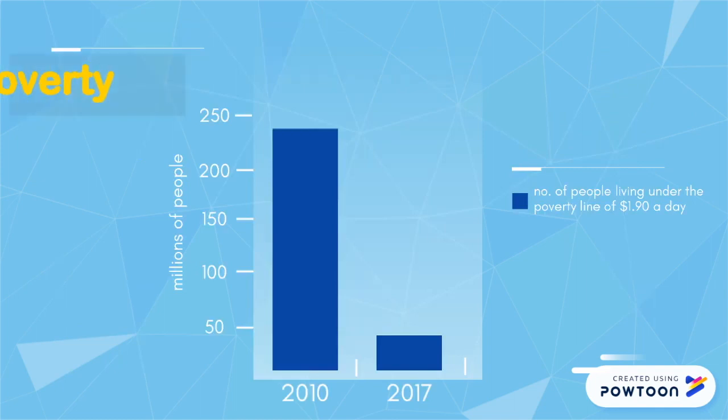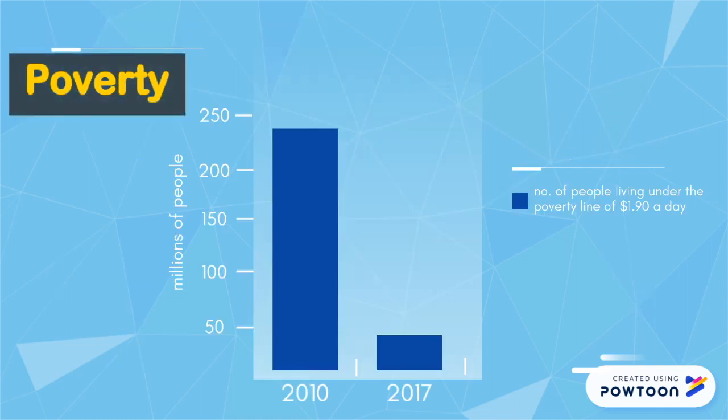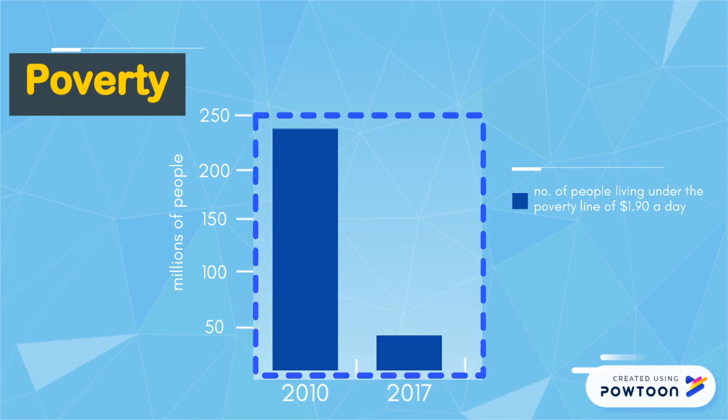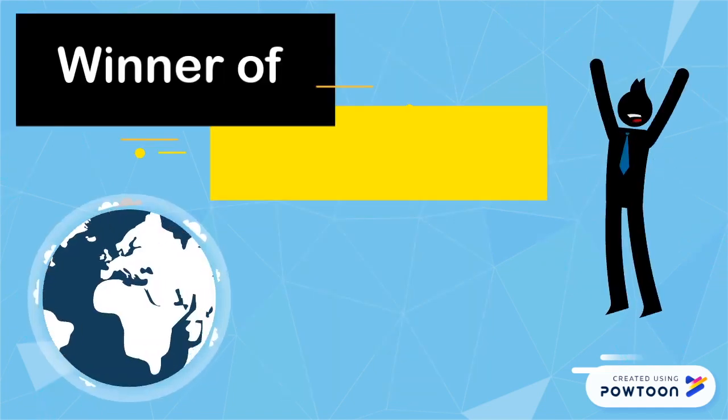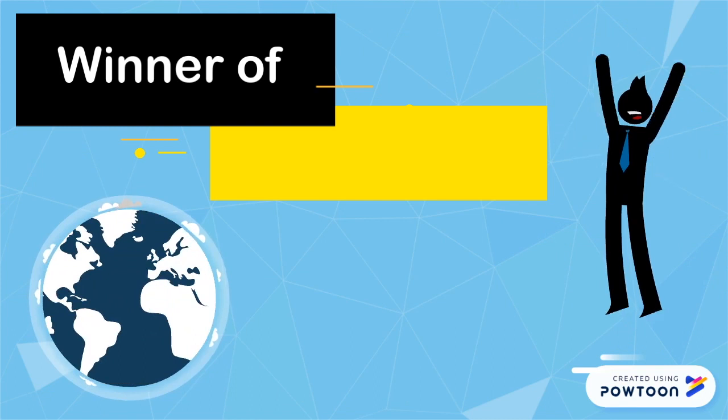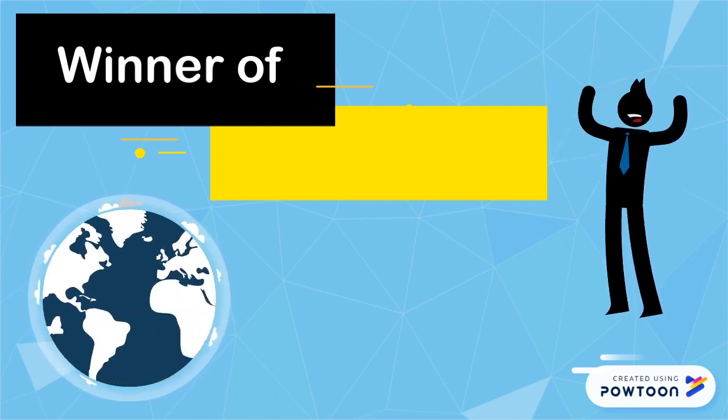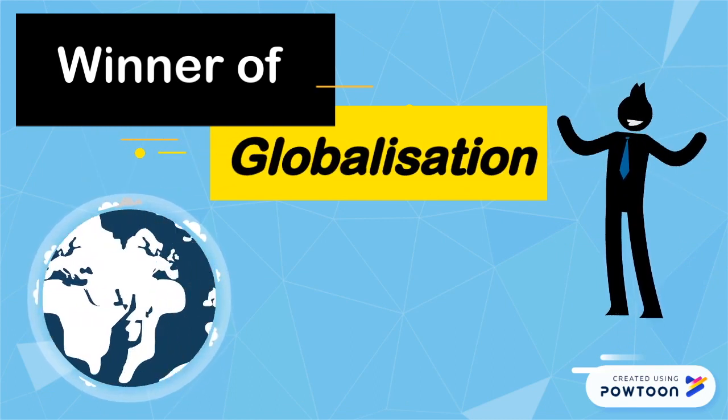The poverty headcount ratio has dramatically decreased from 17.2% in 2010 to 3.1% in 2017, or in other words, there were 230 million people in 2010 living under the poverty line of $1.90 a day, which has decreased to 43 million people in 2018. Advancements in China's economy and improvements in poverty rates would not have been possible without the process of globalization.